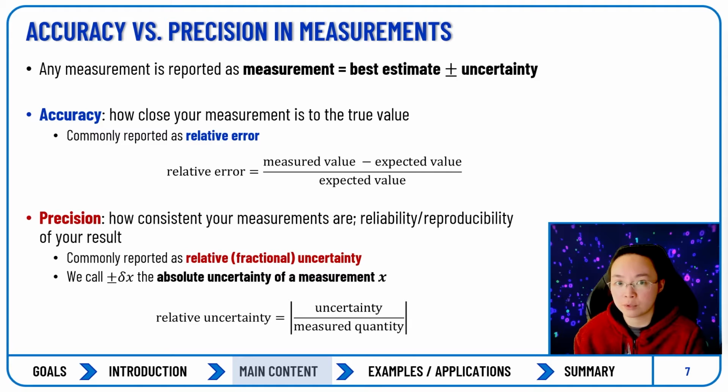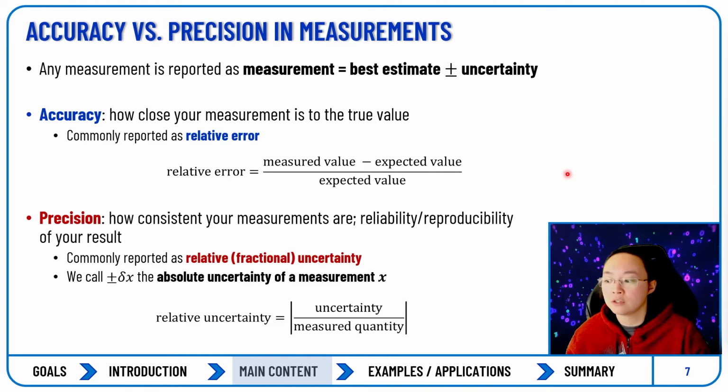We should know the difference between accuracy and precision as well. Accuracy has to do with how close your measurement is to the true value. It's commonly called the relative error. So we have the measured value, which is what I measure, and the expected value, which is what I should be getting, divided by what I should be getting. That gives you a comparison between how far you are from where you should be. So that's accuracy.